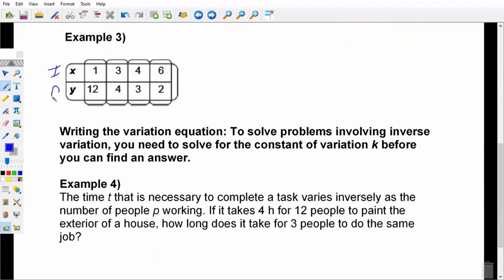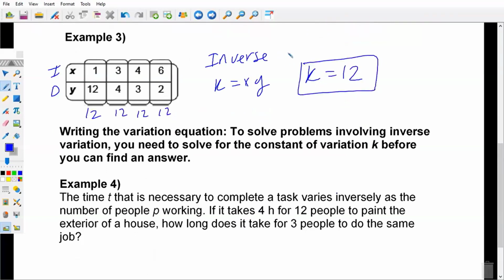All right, let's check ourselves. Example 3, you should have an increase and a decrease, which makes it an inverse variation. So your K is going to equal X times Y. So I'm checking that it works for all of them. Does it work for everybody? Yes. So it checks out that this is an inverse variation, and K equals 12. Yes? Easy peasy. All right. So that's from a table.